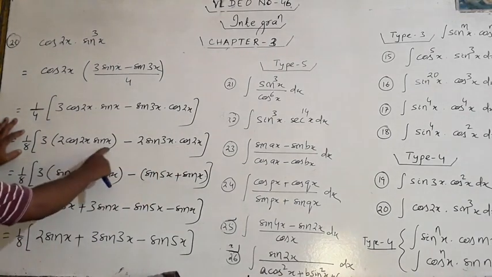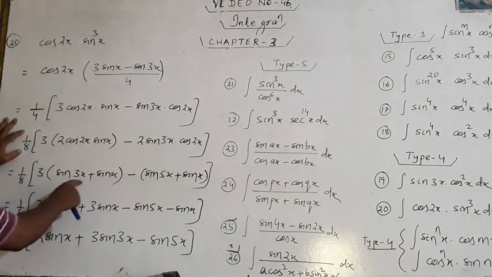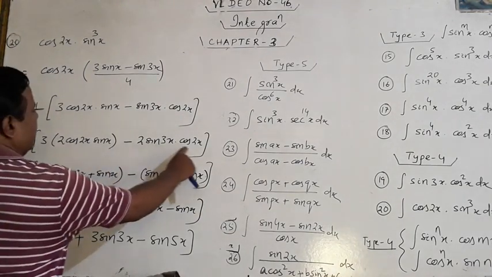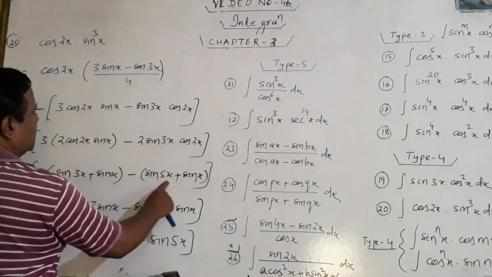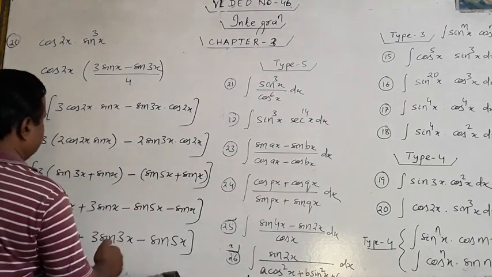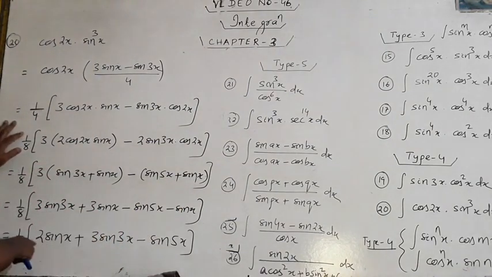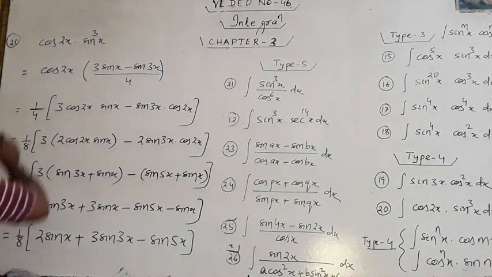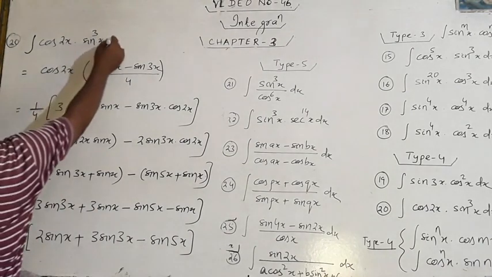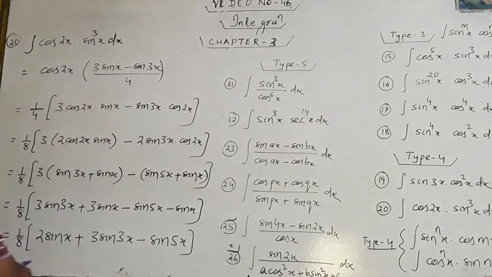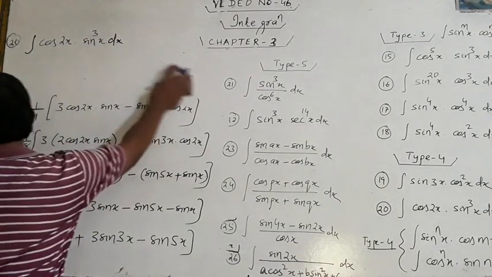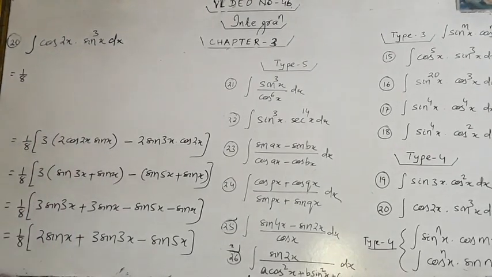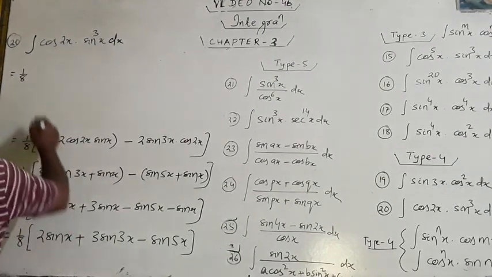3. 2 cos a sin b is sin a plus b plus sin a minus b. Minus 2 sin a cos b is sin a plus b plus sin a minus b. After simplification, it becomes this. Now we have to integrate. When we integrate this, it becomes what? It becomes 1 by 8.